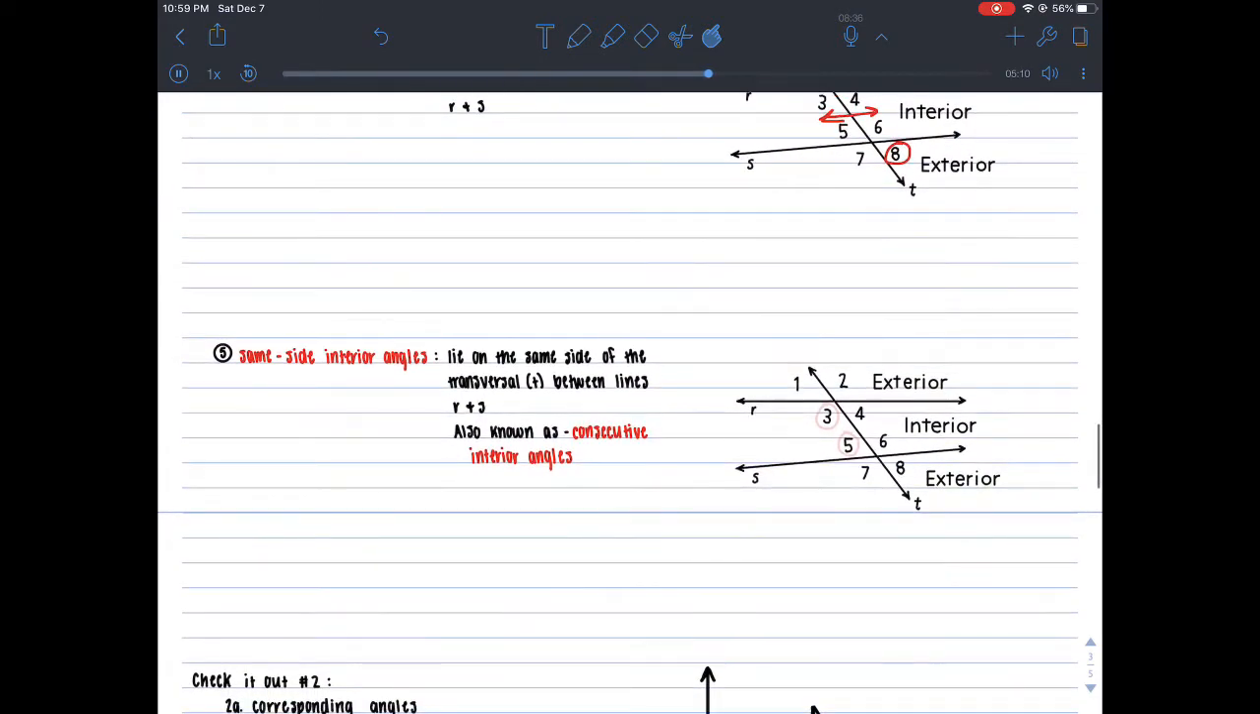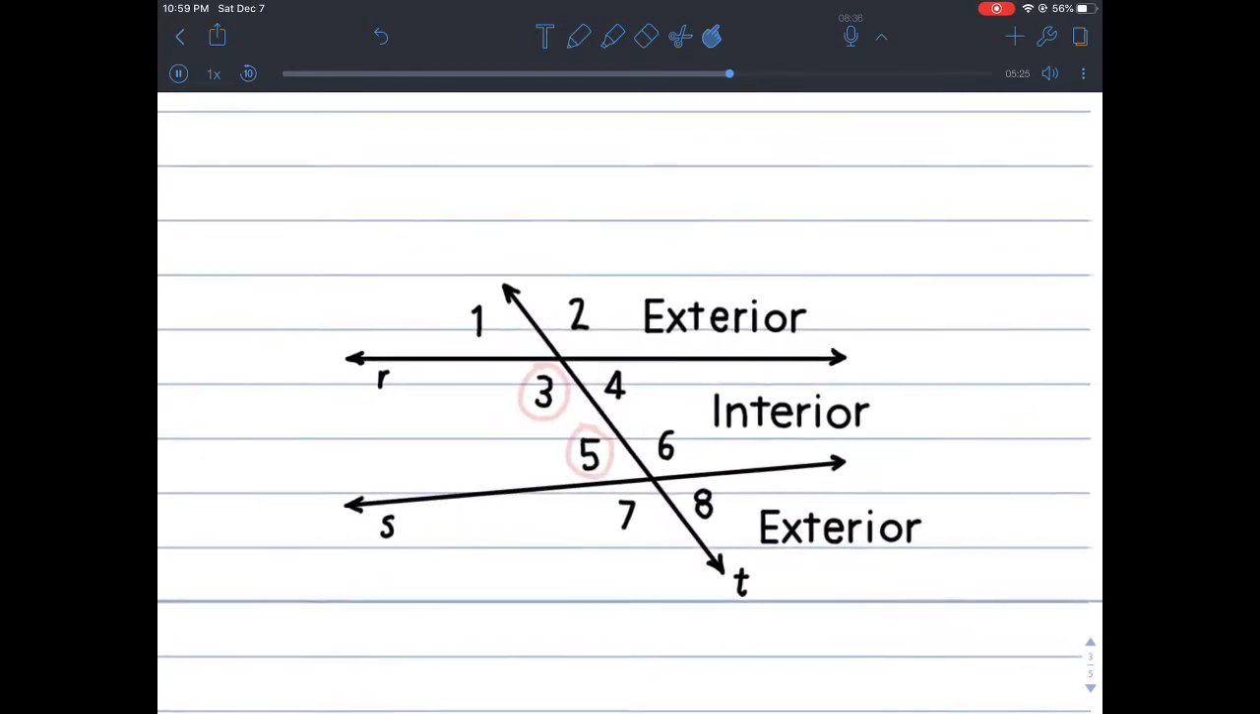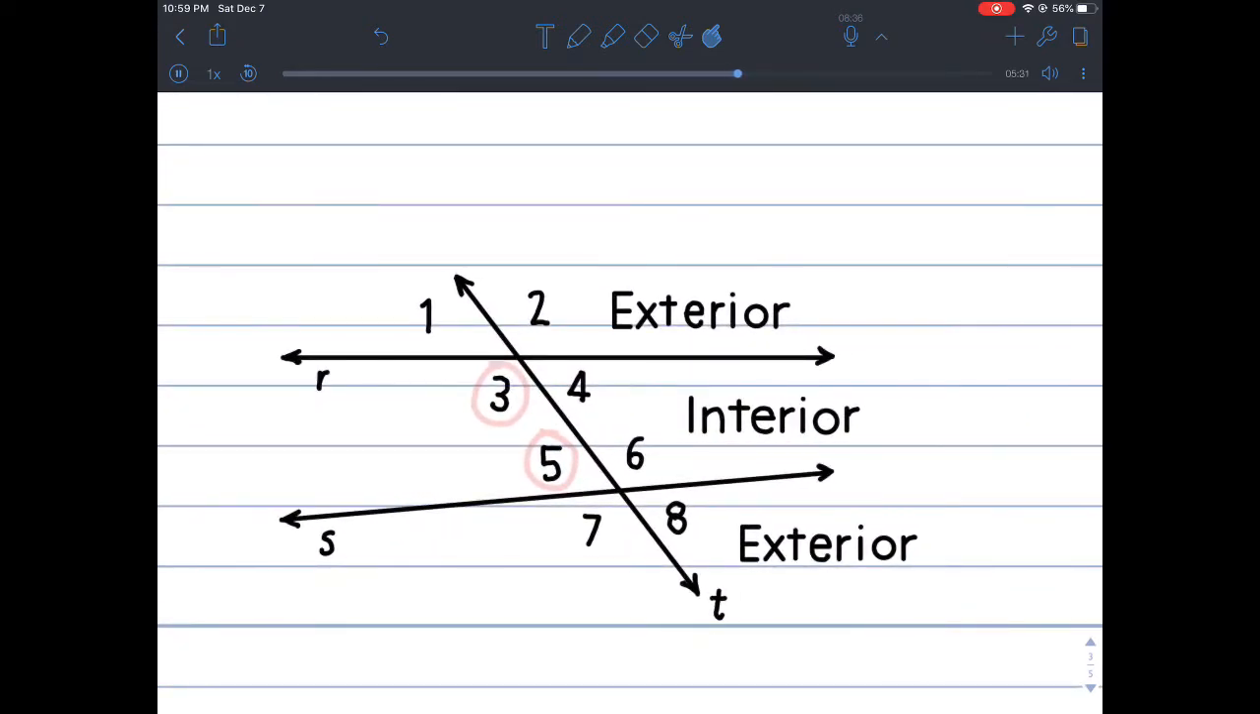Our last type of angle is same-side interior angles, and they're also known as consecutive interior angles. These lie on the same side of the transversal, represented by T, and between lines R and S. On the diagram, same-side interior angles are going to be angles 3 and 5. They lie on the same side of the transversal and between lines R and S.